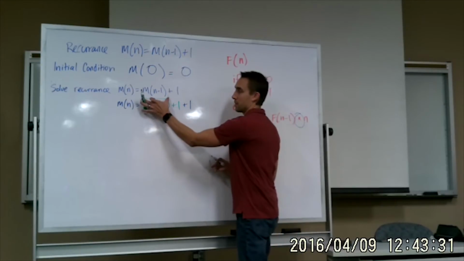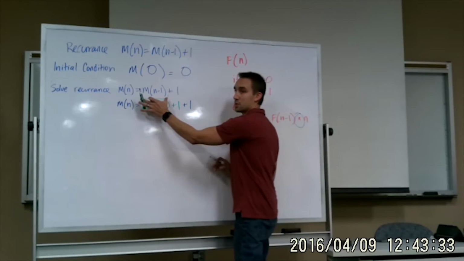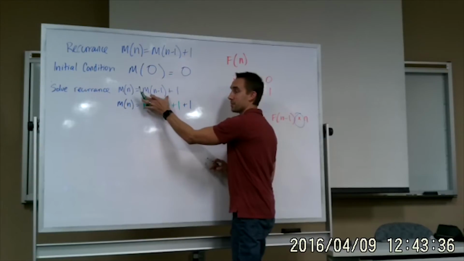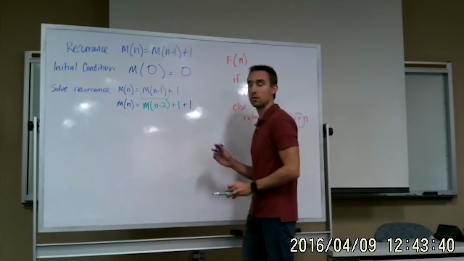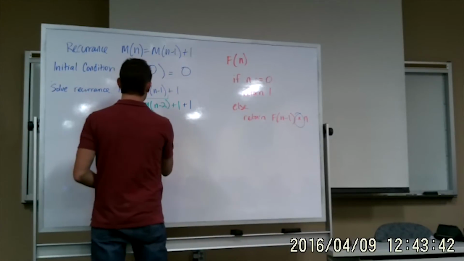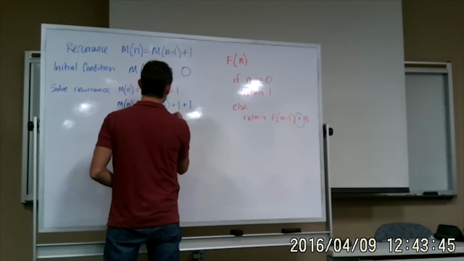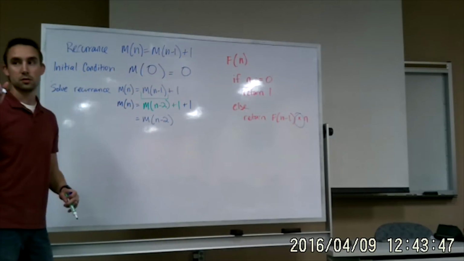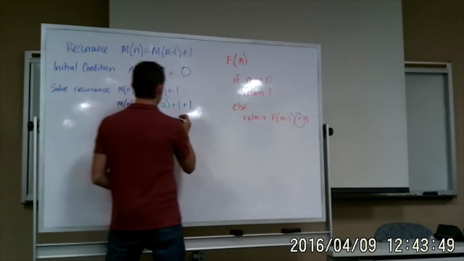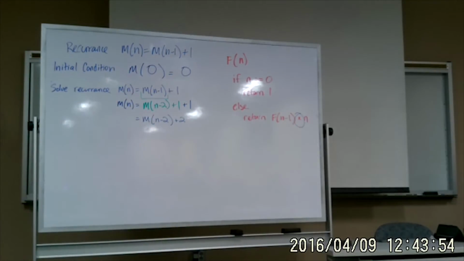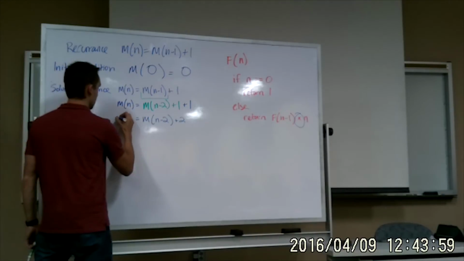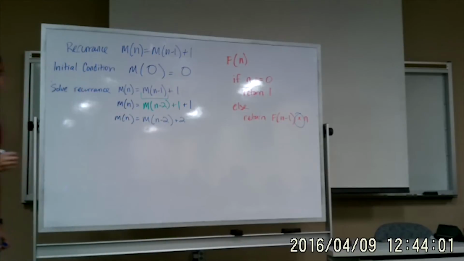So this part in green, we substituted for m of n minus 1. In its place, we put m of n minus 2 plus 1. Now this plus 1 got carried down. So what we have now is m of n minus 2. 1 plus 1 is? 2. Good. Do we agree with this? Still good? Okay.